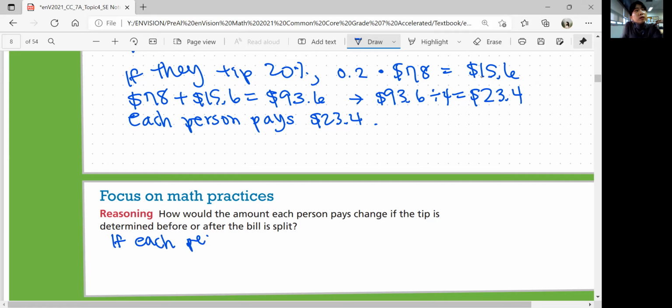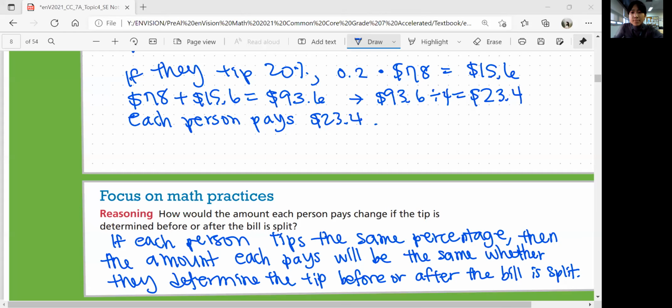If each person, so let's write that down. Okay, but you just have to make sure that each person pays the same percentage. If they pay a different percentage and they tip differently, then that's obviously going to be different. So as long as the percentage stays the same for everyone, it shouldn't matter.